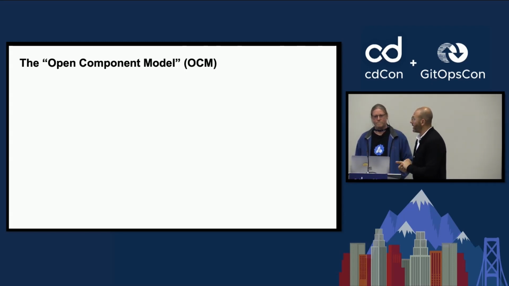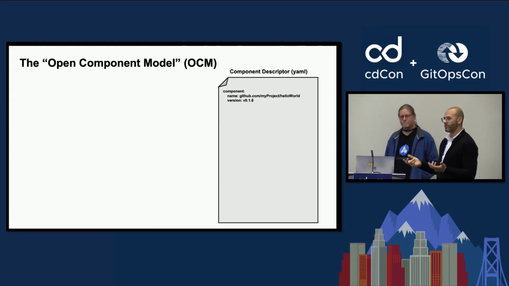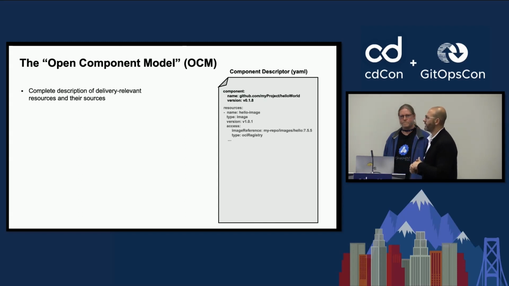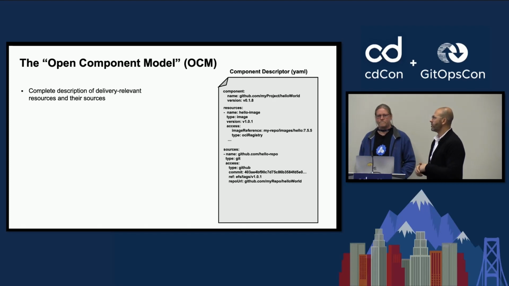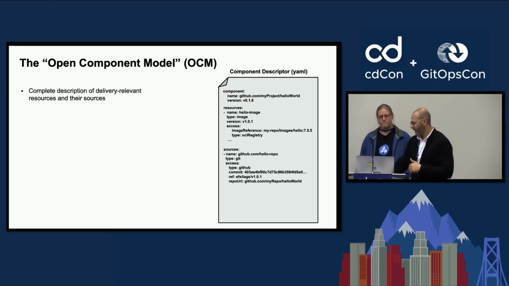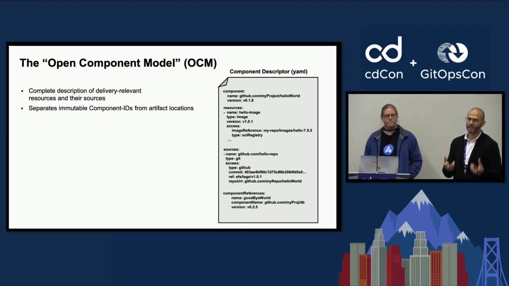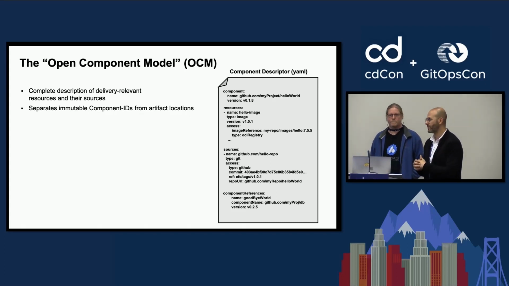So the OCM, or the Open Component Model, the main building block is what we call the component descriptor YAML file. And that YAML file provides multiple values, but I would focus on three of them here. One of them is how you do a complete description of your delivery-related resources. I want to describe exactly what my application is, everything around it. And the second one is how I name or identify the component to where it's actually running. This is also another important piece.